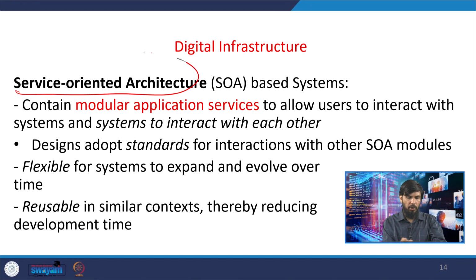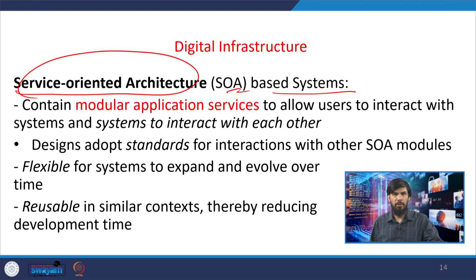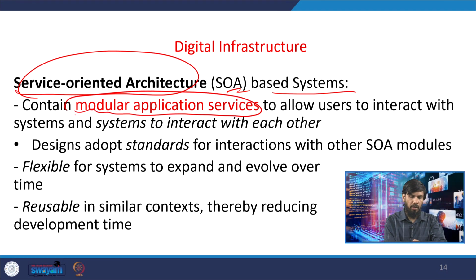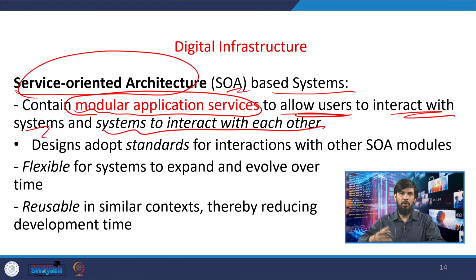In service oriented architecture or SOA based systems, typically the development of software is more modular. So modular application services are designed and developed in the systems. They allow users to interact with systems and also systems to interact with each other, because the software has different modules acting as modular services, and therefore module to module interaction is feasible. Obviously users can also interact with different modules, because at one time they might be interacting with a task that is facilitated by a particular module.